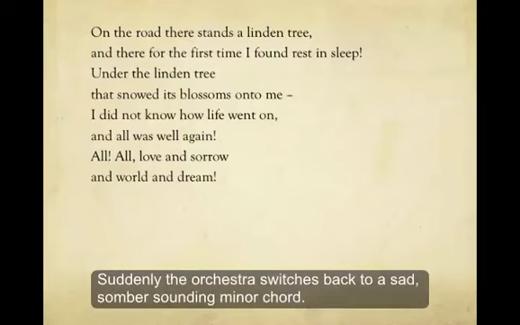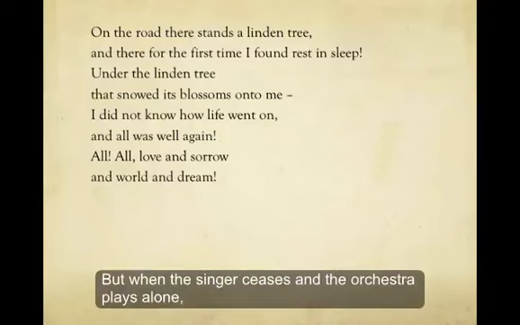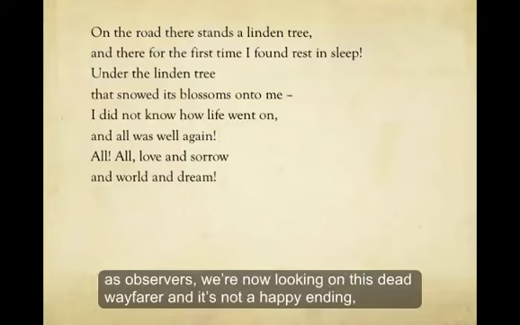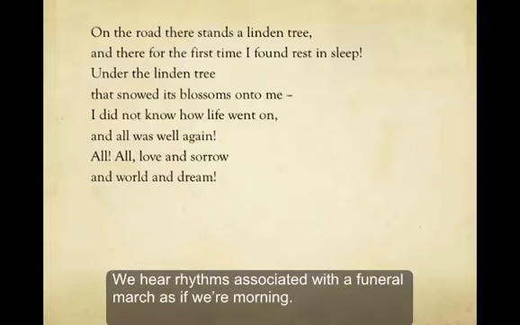Suddenly, the orchestra switches back to a sad, somber-sounding minor chord. For the singer, the wayfarer, this death was a good ending. But when the singer ceases and the orchestra plays alone, we're brought back to our own point of view. Oh dear, as observers, we're now looking on this dead wayfarer, and it's not a happy ending. In fact, it's very sad. We hear rhythms associated with a funeral march as if we're mourning.